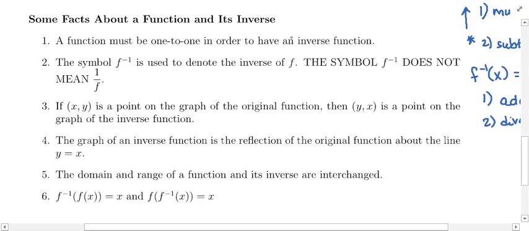So let me jot that down. Only one-to-one functions can have an inverse.